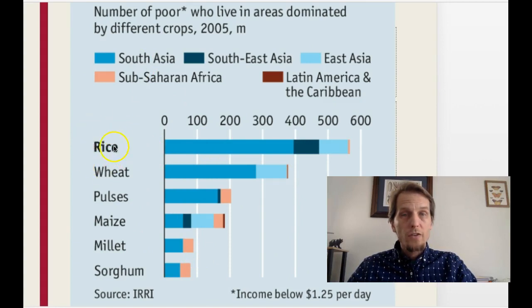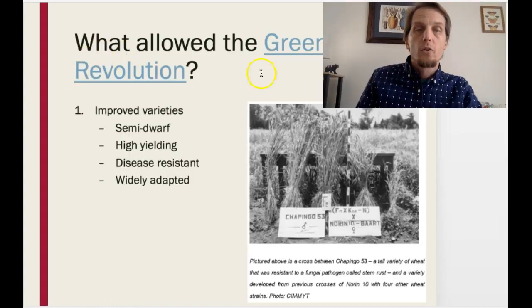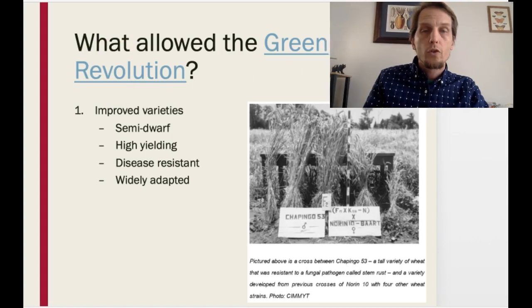Clearly, rice is a big crop for those. The income here is below $1.25 per day. So if we want to do something about poverty, it's clear we must invest in rice. Here, 90% of the world's rice is produced and consumed in Asia. So the Green Revolution improved varieties, such as the ones we've just talked about, in wheat.